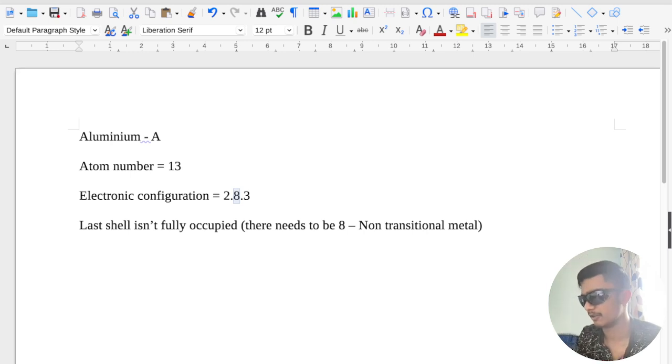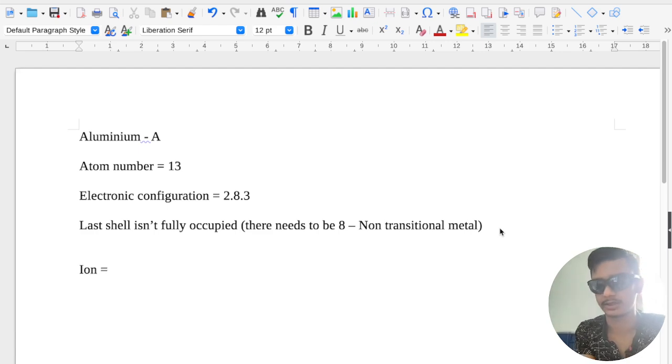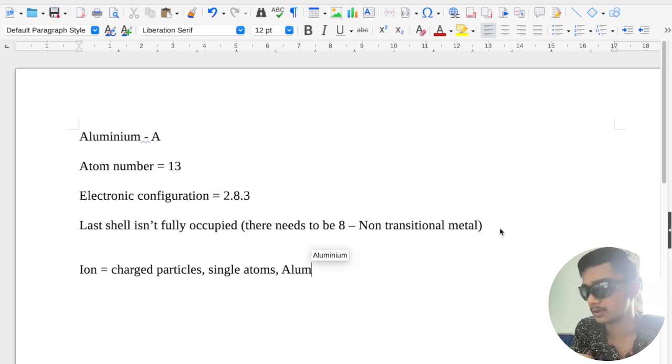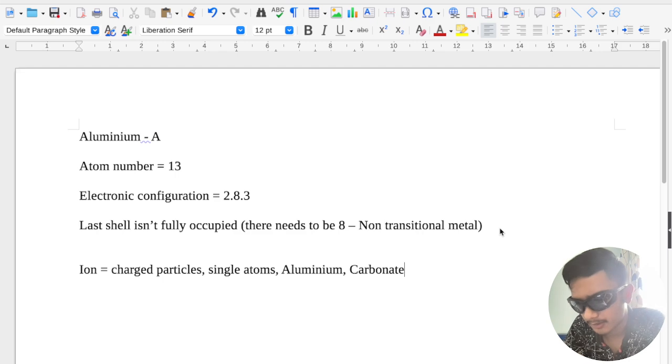An ion, let me write it down. An ion is nothing but charged particles. They could either be single atoms like aluminium, or they could be a group of atoms, for example, carbonate. So, basically, an ion is the net charge of a particle. The net charge. So, let's dive into what that is.